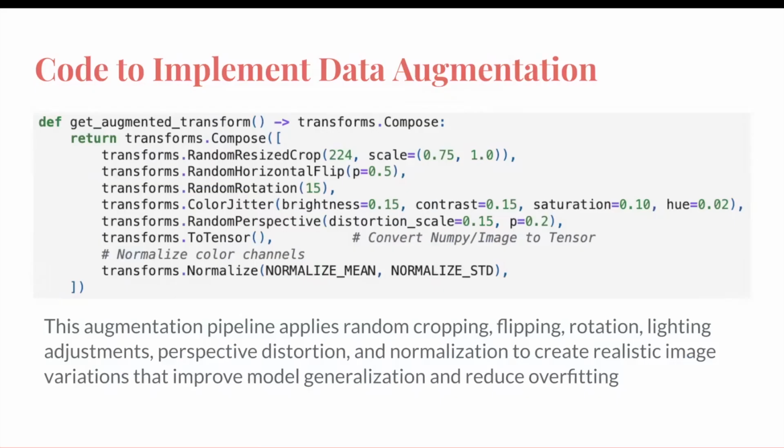Okay, and here's the code to implement data augmentation. So here, as you can see, we just needed to add this code for our CNN model, and we added our random resize crop, horizontal flip, random rotation, color jitter, random perspective, etc. And so basically what this does is it's applying random cropping, flipping, rotation, and lighting adjustments and normalization to create our image variations, which will then improve the model generalization and combat overfitting. And my teammate will continue the next section of this model.